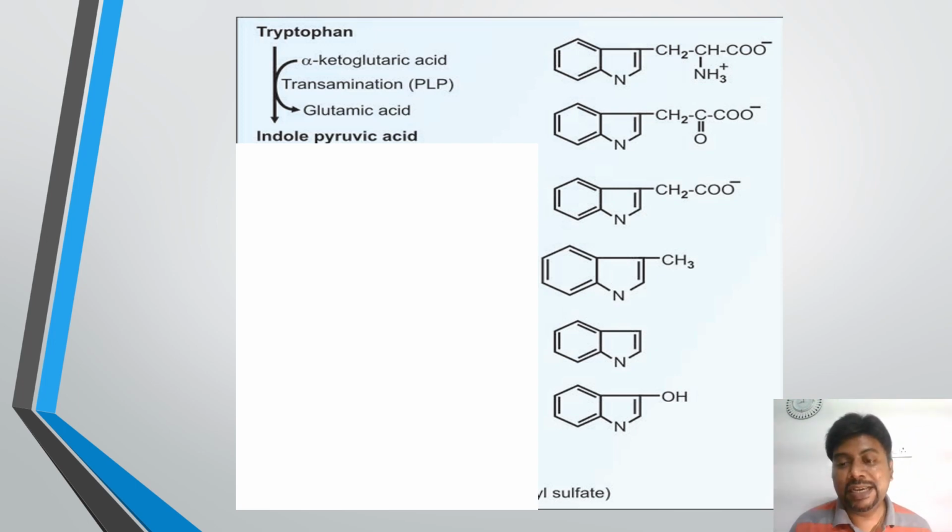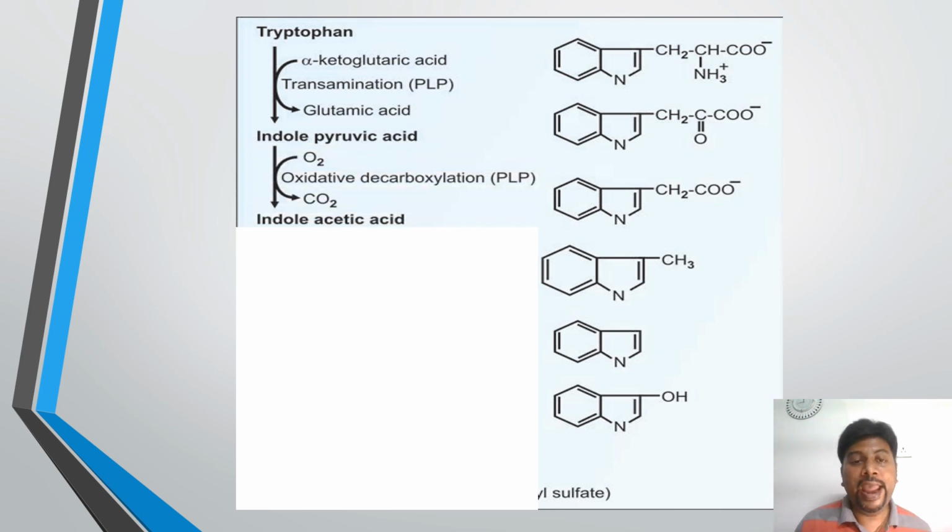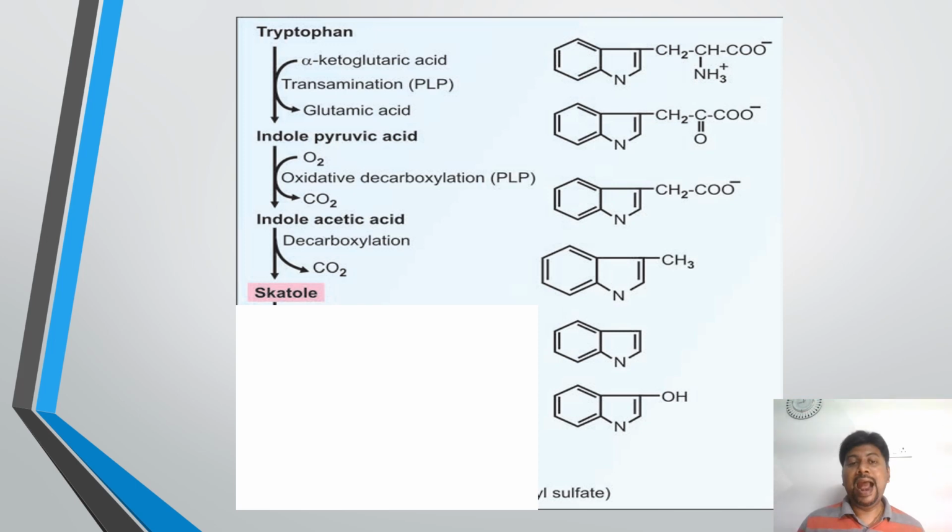Now, this pyruvic acid is a 3-carbon keto acid. Okay, so these 3 carbons will be removed one by one in the subsequent steps. First, one carbon will be released, so the 3-carbon indole pyruvate will be converted to indole acetic acid. Next, again one more carbon atom will be removed from this acetic acid so that it will be converted to skatole. Okay, and this skatole forms the major excretory form in the feces. Okay, so the tryptophan which is not absorbed by the intestine will be converted to skatole and it will be excreted through feces. Sometimes instead of getting excreted in feces, this skatole may be absorbed by the intestine.